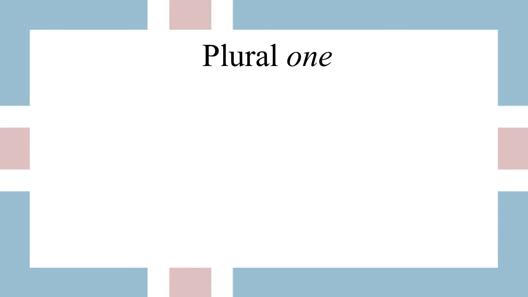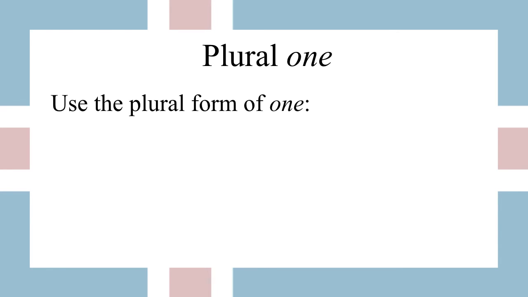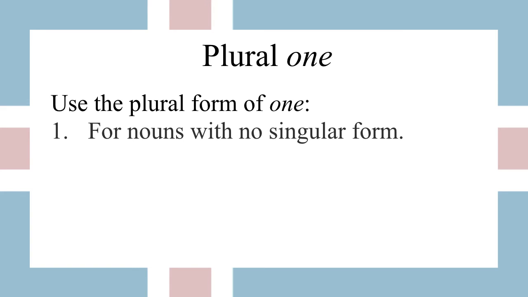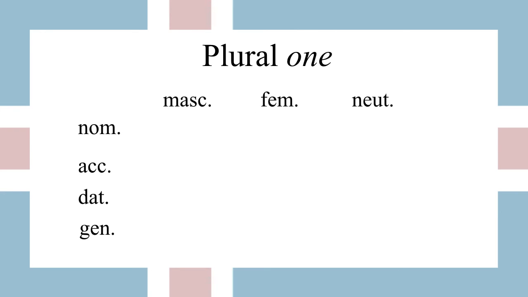And this is a unique thing about Icelandic. Well, maybe it's not unique. You can let me know if you speak another language that does something similar. But we're going to use the plural form of 1 for nouns that have no singular form. At least that's the simplest way to explain it. I'll explain a little bit more in a second. Let's look at the forms real quick.